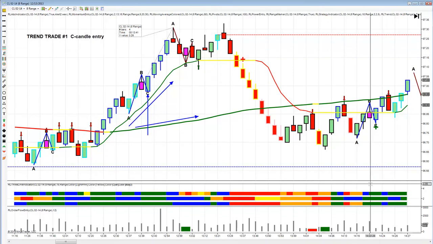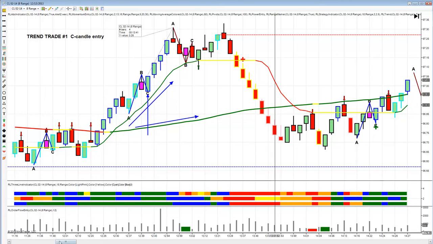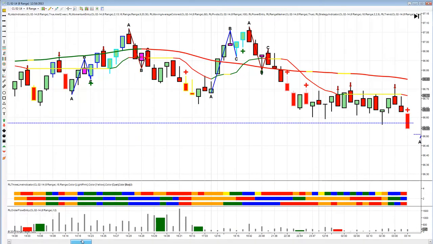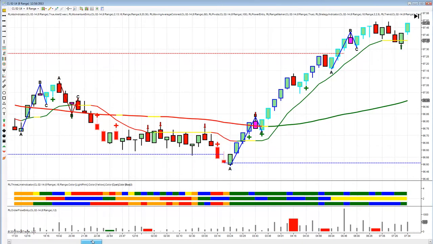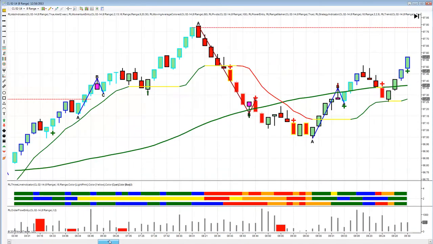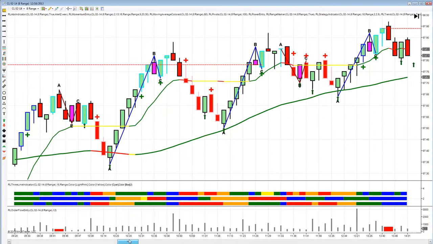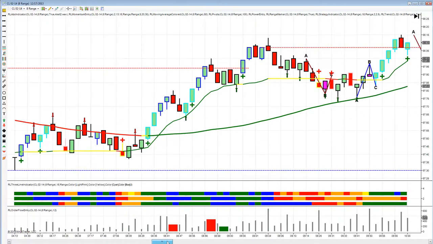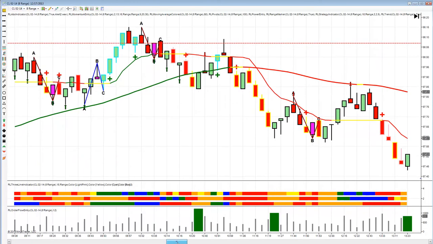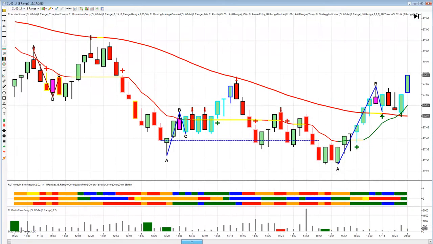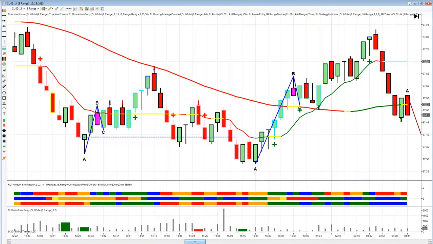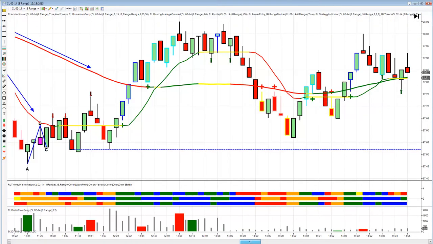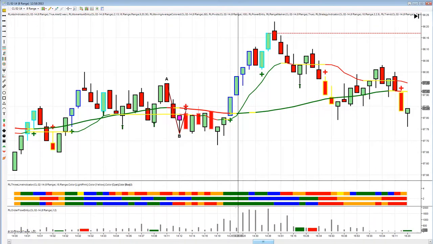Now, let's go to trend trade number two. And we see trend trade number two a lot. Trend trade number two is going to be our momentum signal. Now remember, we don't chase momentum. We look for price momentum divergence. And we have it right here.